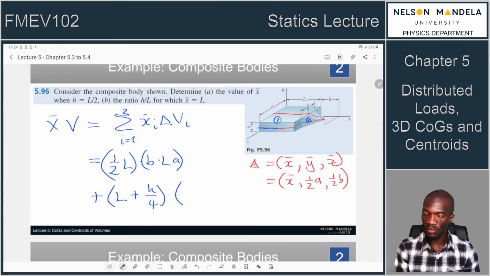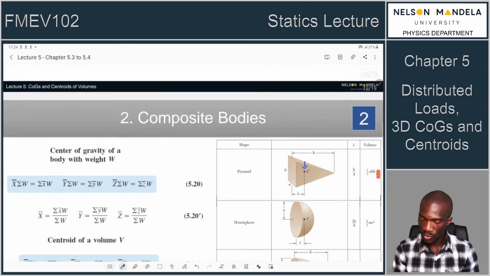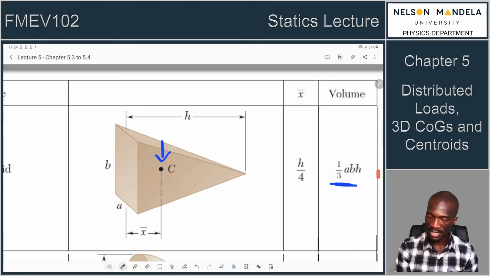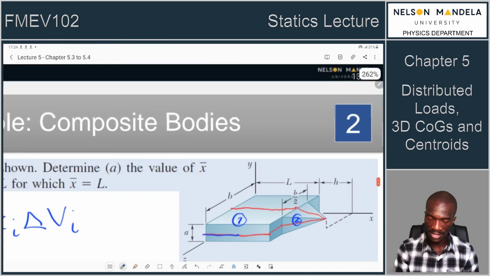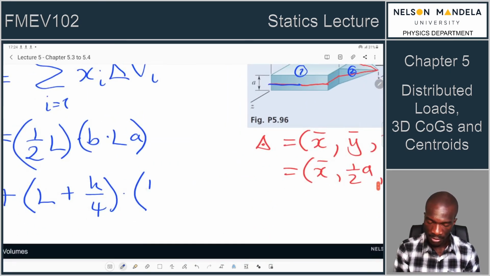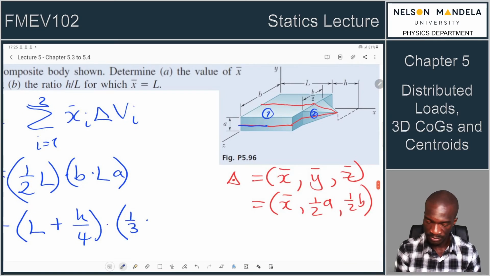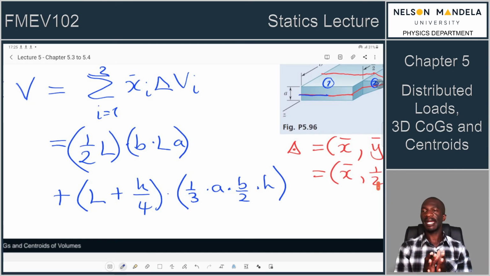What is the volume of the pyramid? Without having to struggle, you just pull from the tables. For a regular shape, it's a third of ABH, where A and B are the base dimensions and H is the height. So that's a third of, what is the base of this? We've got an A, and the other one is B over 2, and then the height is H. So there you have your parameters.